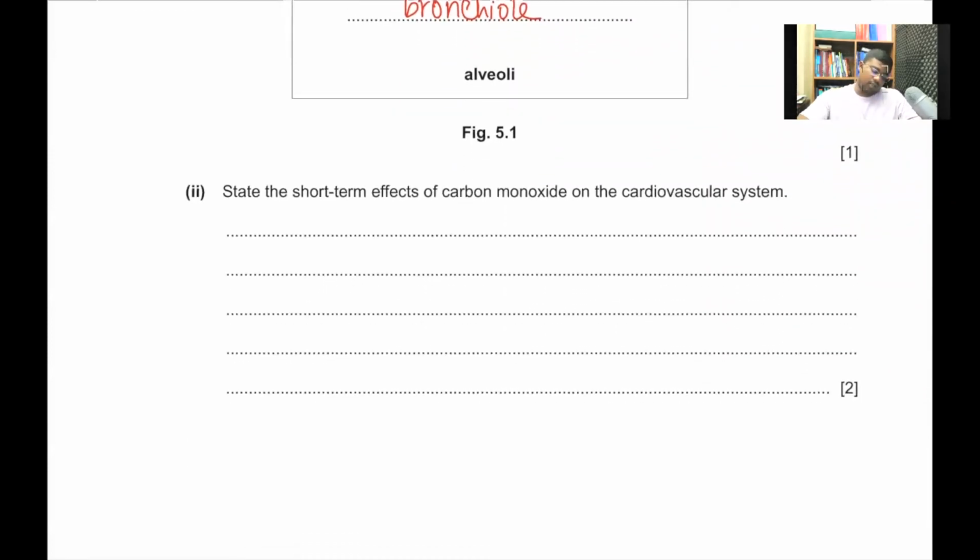Next question. The question says, state the short-term effects of carbon monoxide on the cardiovascular system. The effect of carbon monoxide. Carbon monoxide binds with hemoglobin to form carboxyhemoglobin. So as a result, less hemoglobin is available to bind to oxygen. Because once the hemoglobin forms carboxyhemoglobin, it can no longer bind to oxygen or carbon dioxide or anything. Carbon monoxide reduces the percentage saturation of hemoglobin with oxygen in this way, because the hemoglobins are busy carrying the carbon monoxide and it is irreversible. So as a result, less oxygen is transported to active cells.